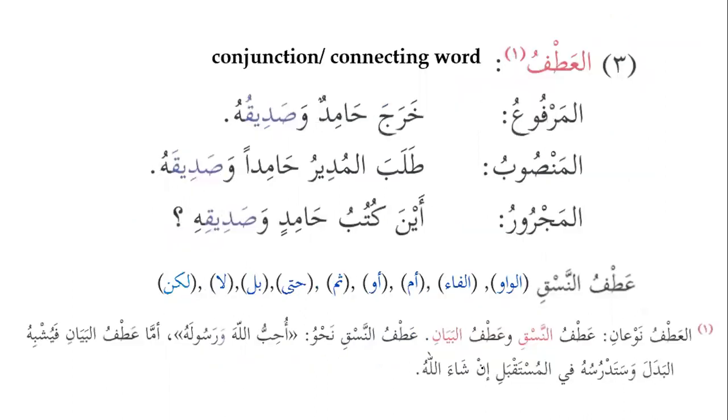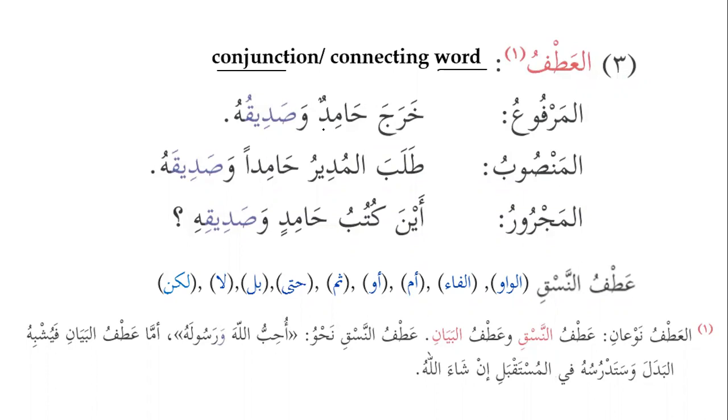Not توكيد, عطف. عطف in English we say conjunction, a connecting word or particle. It could be a word or particle. So this is basically used to connect two equal things or ideas or sentences. So they have to be equal. Equal means in gender or in case, they have to be equal.